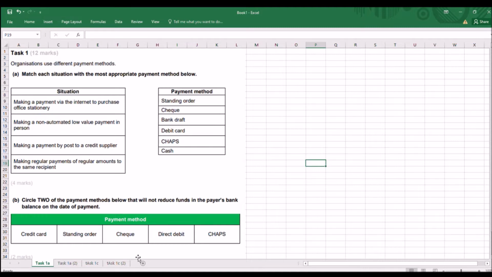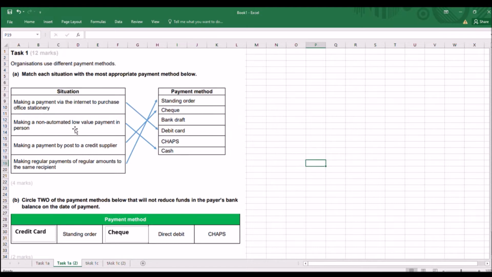Okay, so that's time. So this was the answer. Make payment via the internet to purchase office stationery. So that's going to be via a debit card. Could have been a credit card on that one, really. Either way, it was basically a card, because we're buying across the internet and they're going to want an instant payment. None of the other ones would have been appropriate.